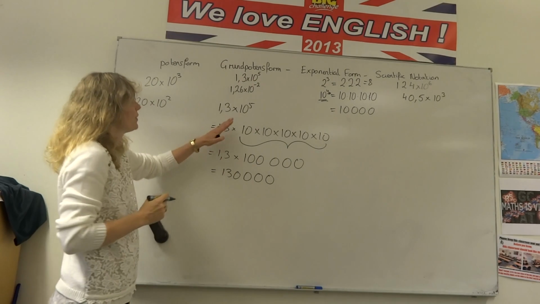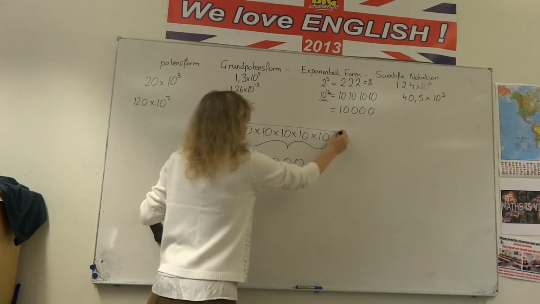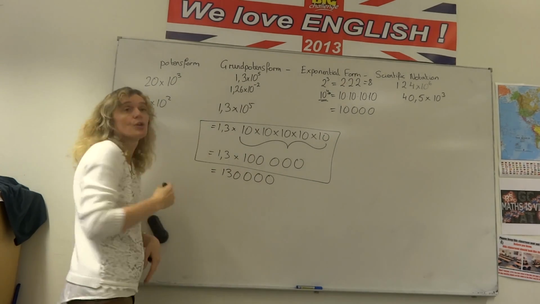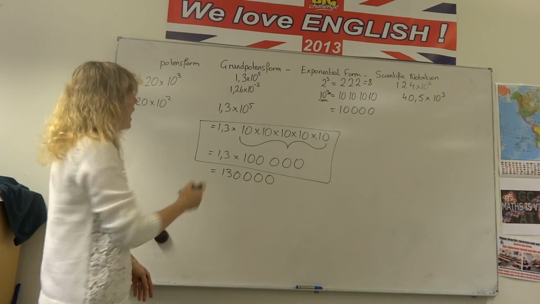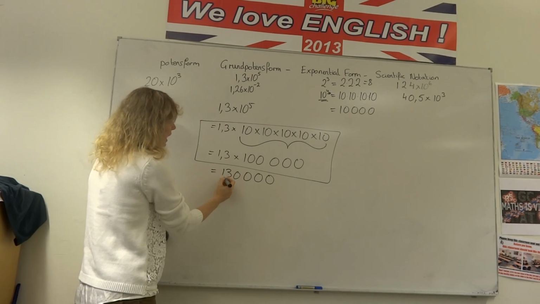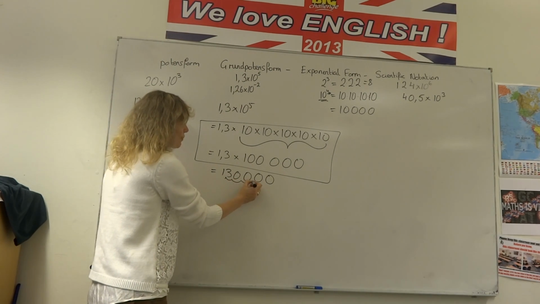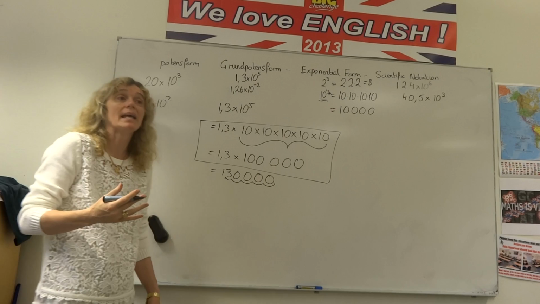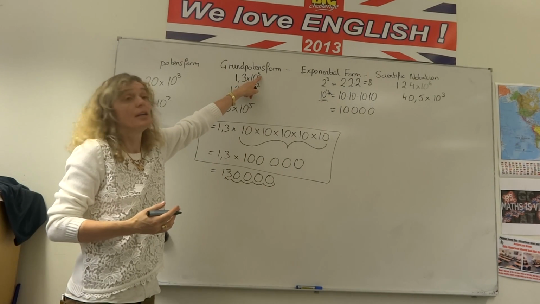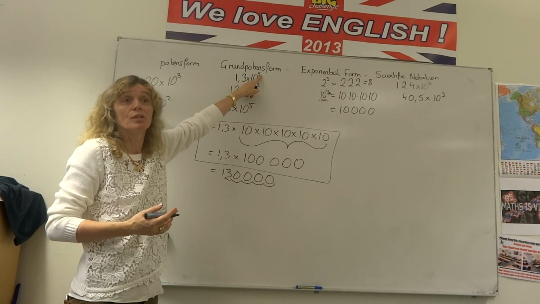So what I would do is I'd probably skip both of these stages once I'd understood what scientific notation is, and I would just take my 1.3 and move the decimal point 5 places back. 1, 2, 3, 4, 5. 1 place for every number in the exponent.